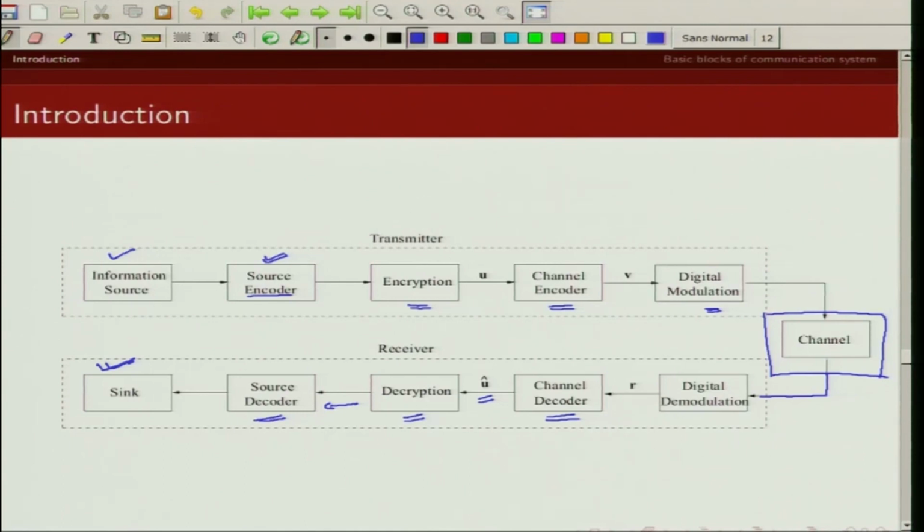In this particular course we are going to spend a good amount of time on this source encoder and decoder, and as I said we are going to spend some time characterizing the capacity of your communication transmission medium, which is basically the channel.